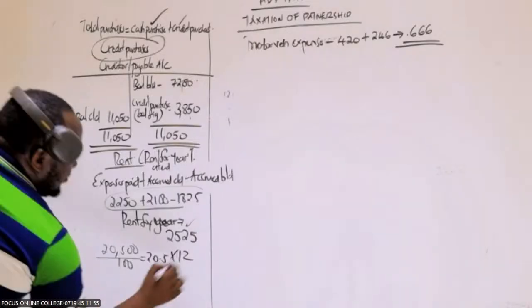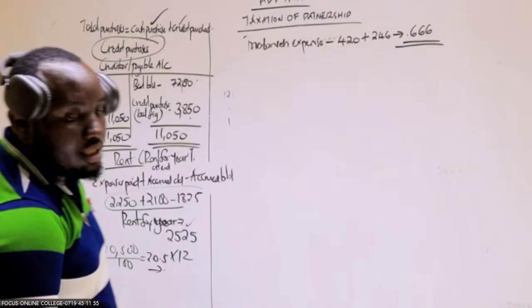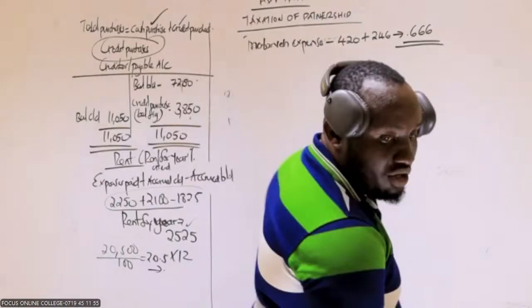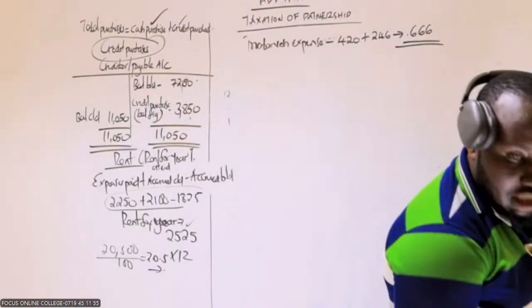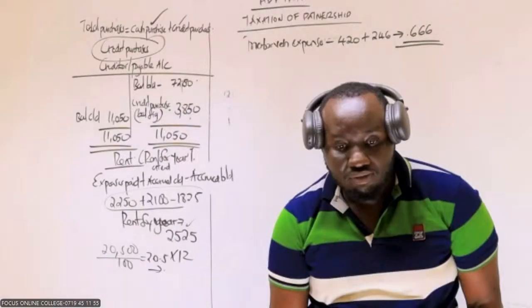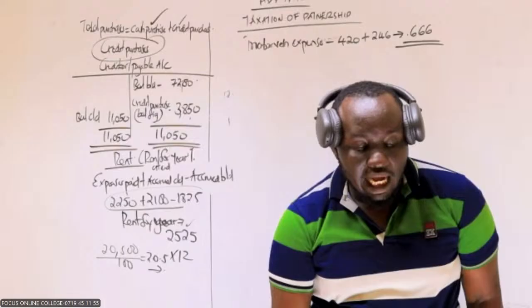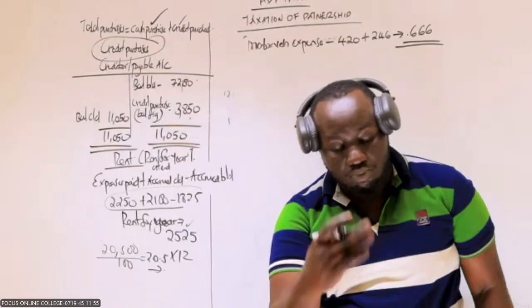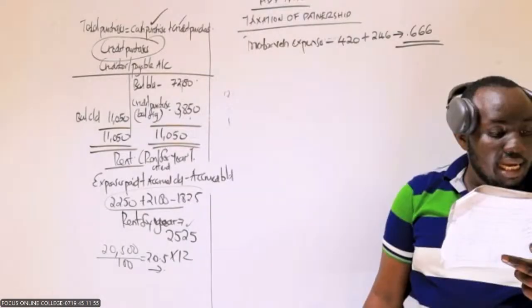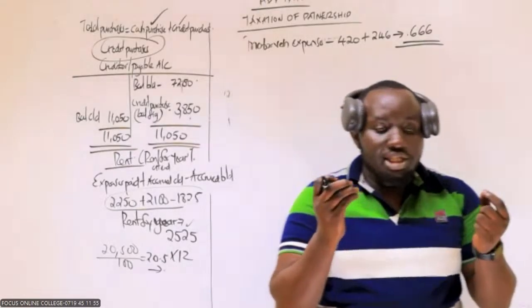So 20.5 times 12, what is the figure? That is how we got 246. Are you now at home? I hope that should be okay. So then I come to director's allowance. I'm telling students that this is now where a student needs to be very keen.